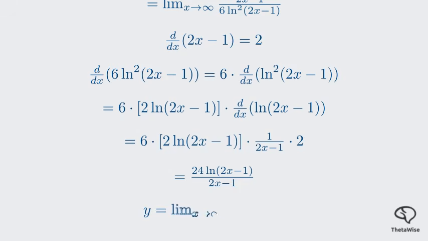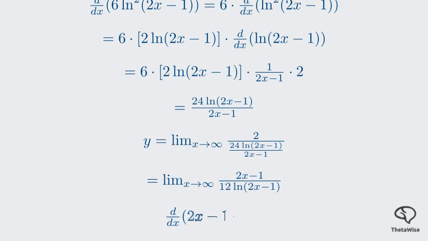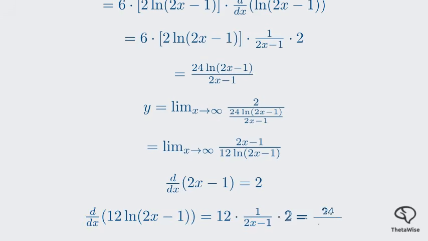Plugging these new derivatives back into the limit gives us the limit of 2 over our new denominator. Again, we rewrite this by multiplying by the reciprocal, resulting in the limit of 2x minus 1 over 12 ln of 2x minus 1. And again, we have the indeterminate form infinity over infinity. So we must apply L'Hopital's rule a third time. The derivative of 2x minus 1 is still 2. The derivative of the denominator, 12 ln of 2x minus 1, is 12 times 1 over 2x minus 1 times 2, which simplifies to 4 over 2x minus 1.